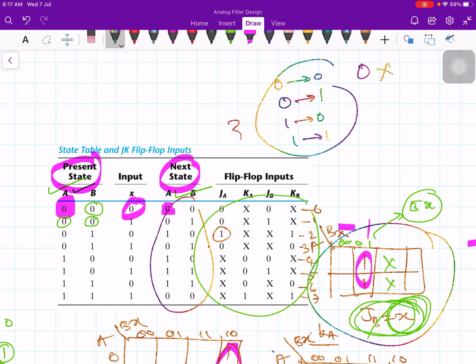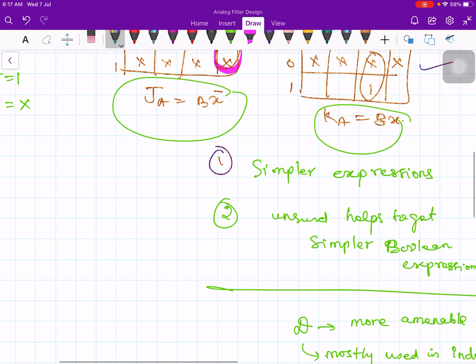So that's it, let me stop here. In the next lecture we will discuss how we design the sequential circuit using T flip-flops. T means toggle. So that we will discuss in the next lecture. Thank you very much.